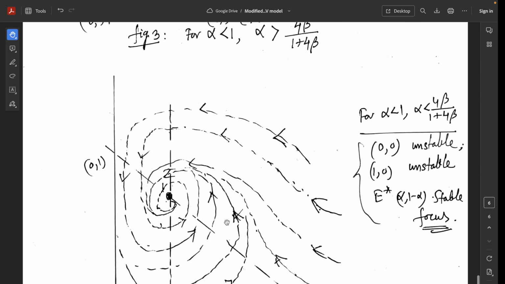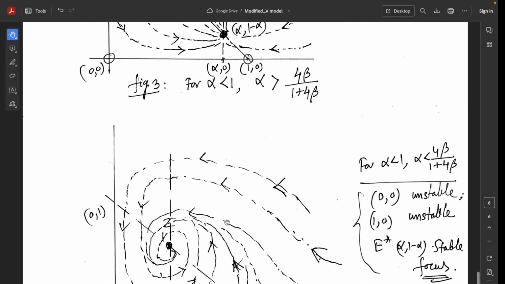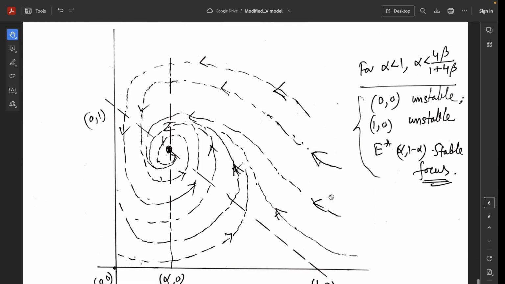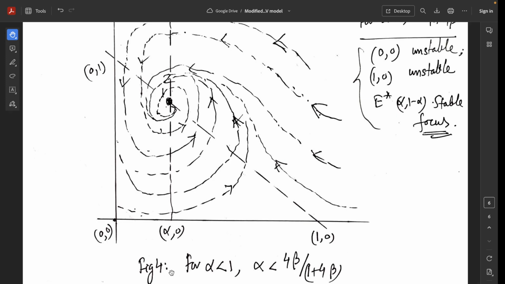And figure 4 describes the case when alpha is less than 1 and alpha is less than 4 beta over (1 plus 4 beta). Then this straight line passes through this point, with this x-axis and this y-axis. So (0, 0) is a steady state, (alpha, 1 minus alpha) is a steady state, and (1, 0) is another steady state here. Clearly this equilibrium point is a stable focus here, but (1, 0) is unstable and (0, 0) is unstable for this case.